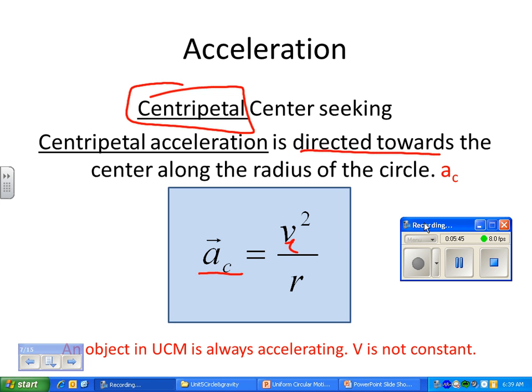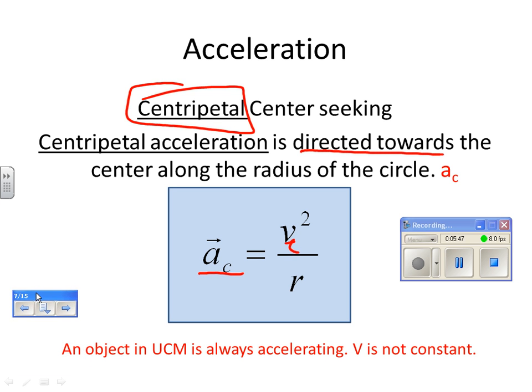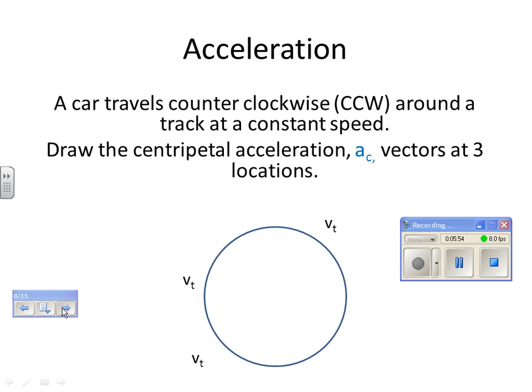An object in UCM is always accelerating. V is not constant. Remember, velocity is not constant. The speed is constant. Velocity is not constant. So a car travels counterclockwise around a track at a constant speed.